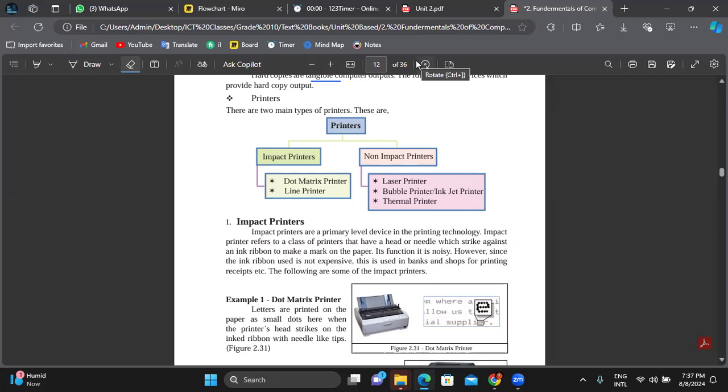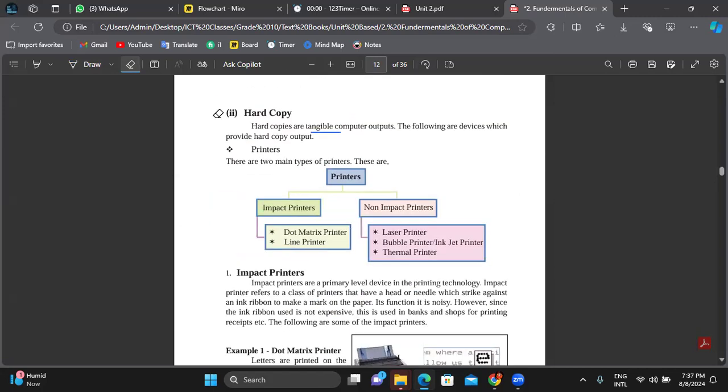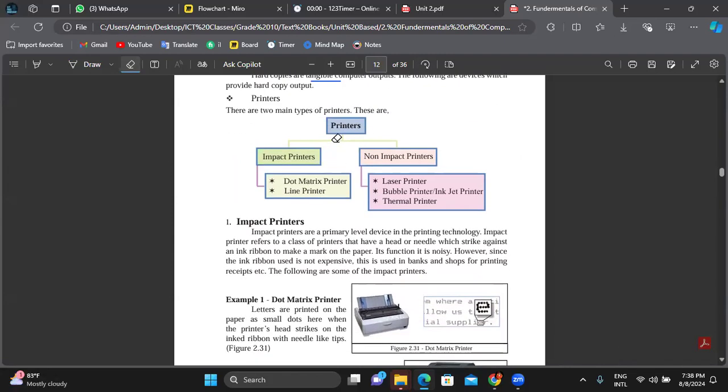Two students have joined now, so I'll start from the beginning. We discussed soft copy. Now we are going to discuss hard copy, and under hard copy, printers. Hard copy means tangible things, while soft copy means intangible. That is simply hard copy. So we'll continue with impact printers and non-impact printers.